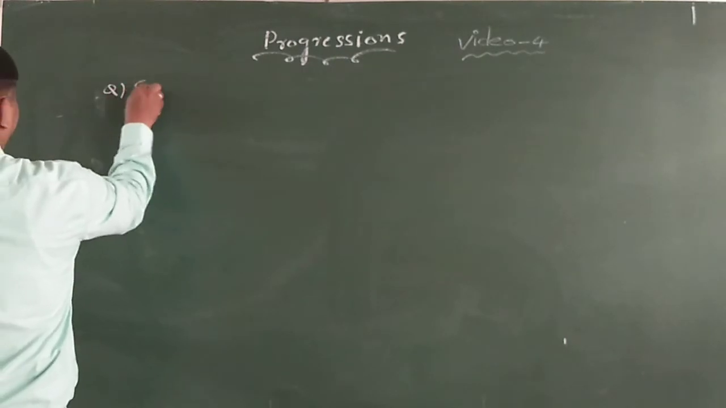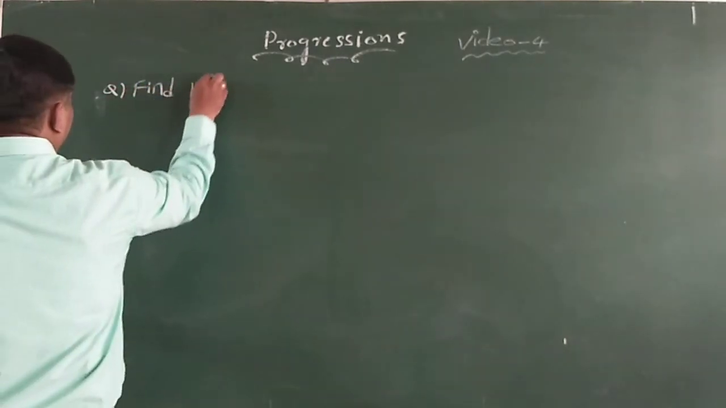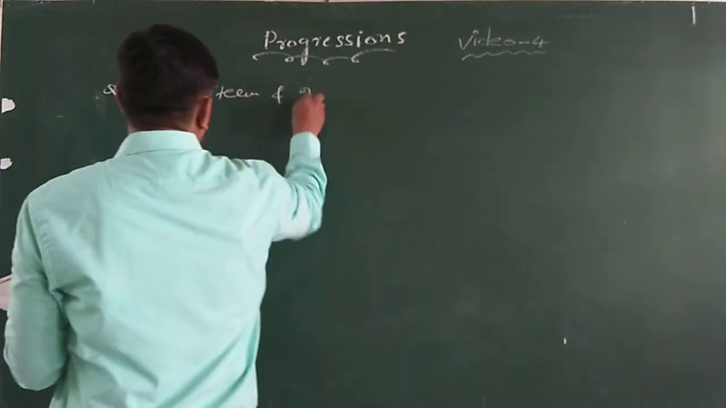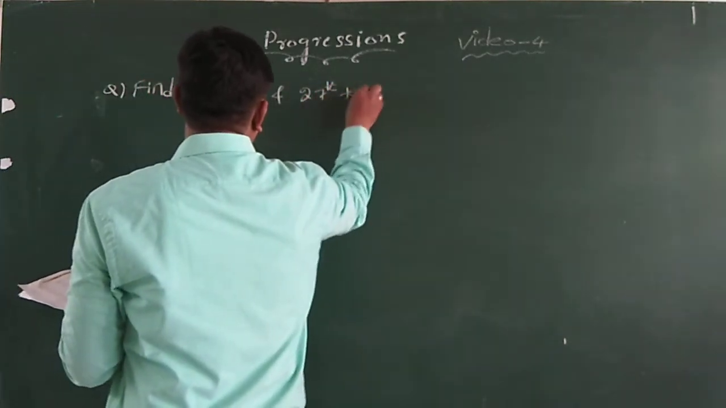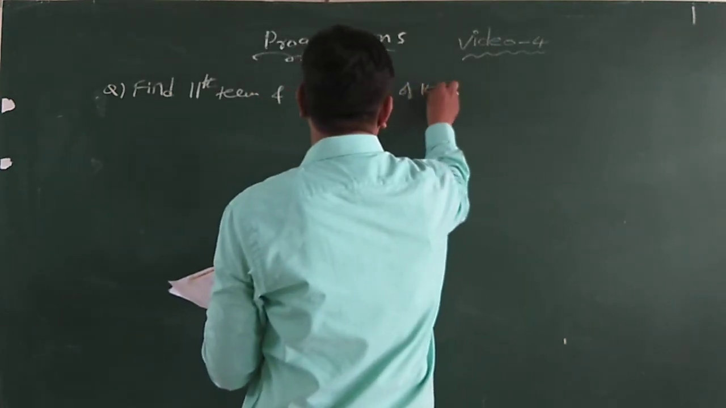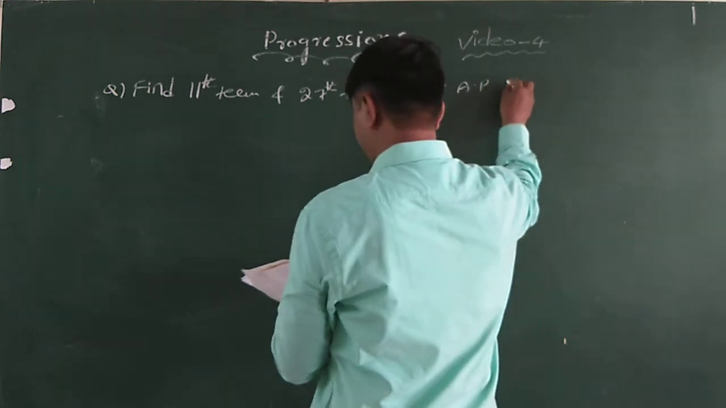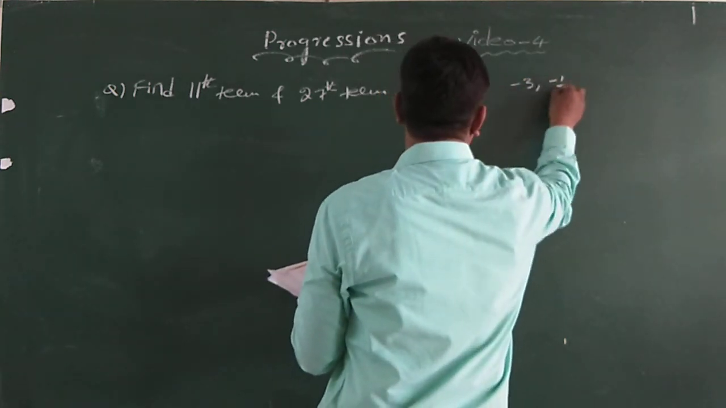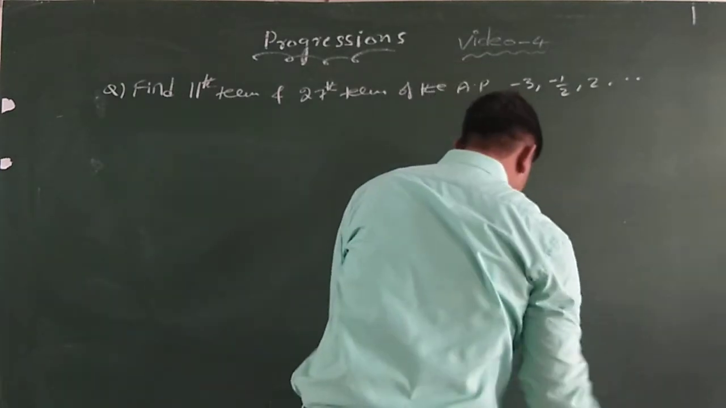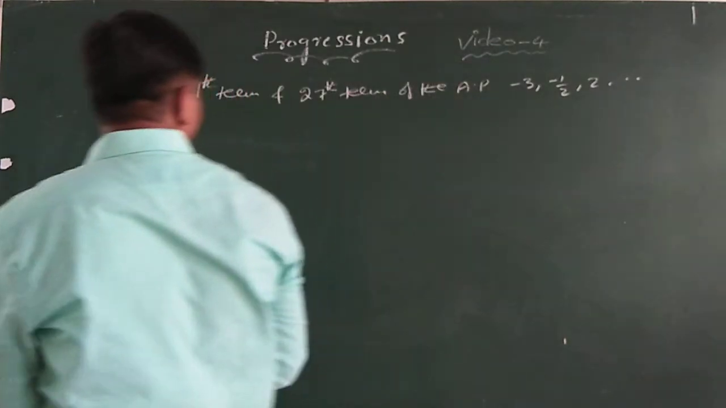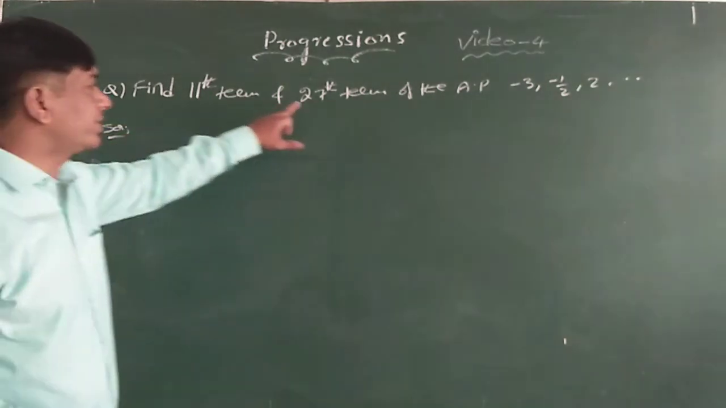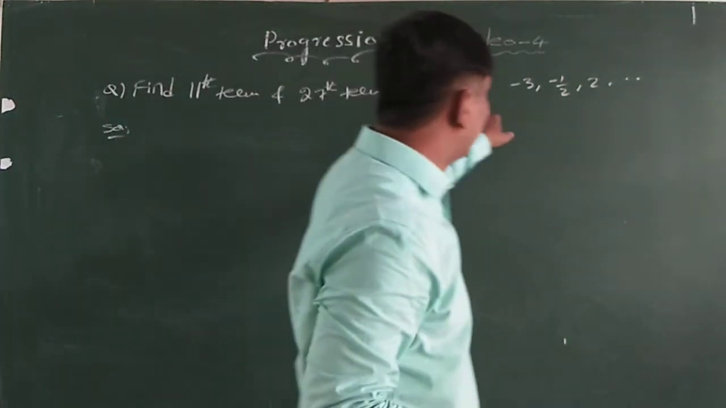Next one, find the 11th term and 27th term of the AP: minus 3, minus 1 by 2, 2 and so on. What they ask here? The 11th and 27th term of this AP.